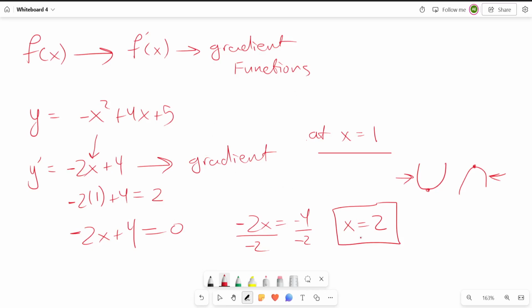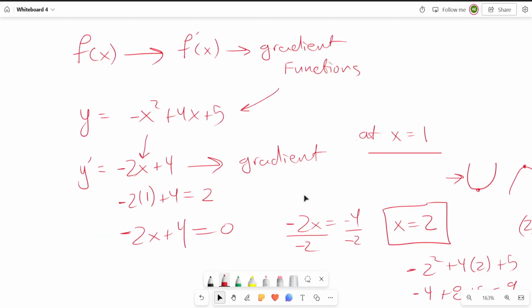If you want to find the y coordinate, it's super easy. You just substitute this x into the original function. So it's going to be negative 2 squared plus 4 times 2 plus 5. That's negative 4 plus 8 plus 5, which gives me an answer of 9. So my stationary point has coordinates 2 and 9. This is basically how to find the coordinates of a turning point.